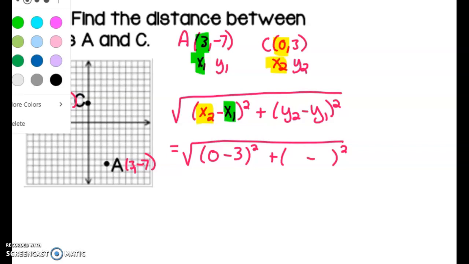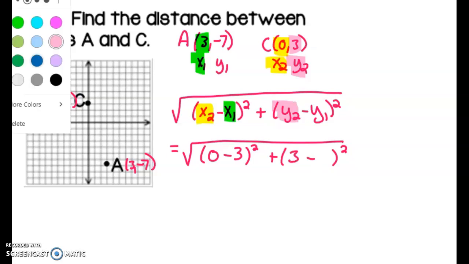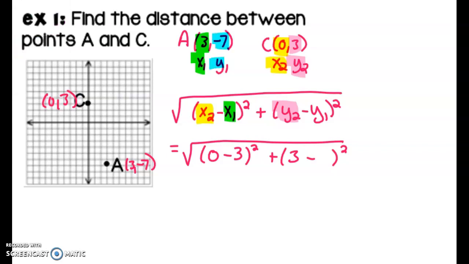And then we're going to have y2. So let's go find y2. All right, that is 3 right here. So I'm going to plug a 3 in for y2. And then minus y1. And I'll tell you, this gets a lot easier just after you've practiced using the formula a couple times. It doesn't always feel quite so time consuming, just the initial time's a little tricky. So y1 was negative 7, so it's minus negative 7.